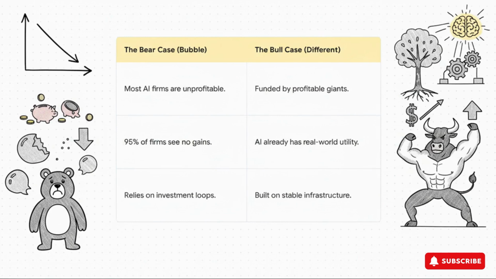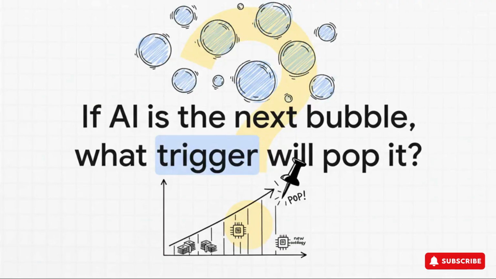So, which story do you believe? We've seen this pattern repeat itself for a century now. We've seen how new tech and easy money can create a frenzy, how that frenzy can detach from reality, and how painful the eventual correction can be. So if we are in an AI bubble, the only question left to ask is, what's going to be the pin that finally makes it pop?